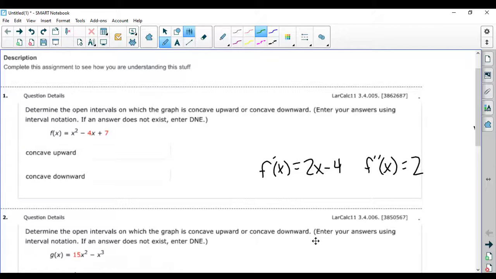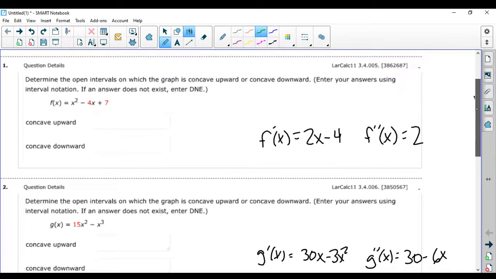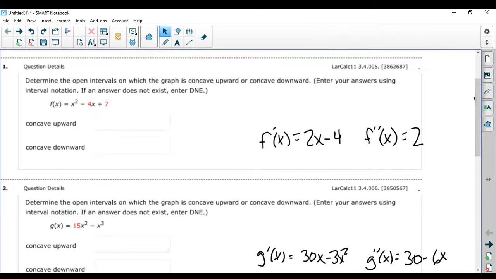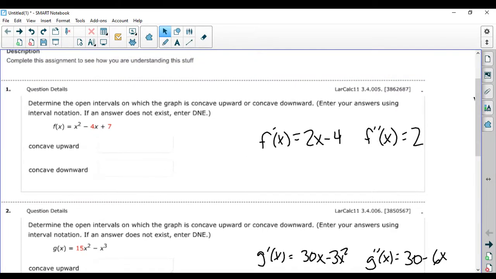These are video solutions to the web assignment on concavity. So we'll go through this. I took the derivatives. I won't spend much time on that. So for the first one, the second derivative is just 2.